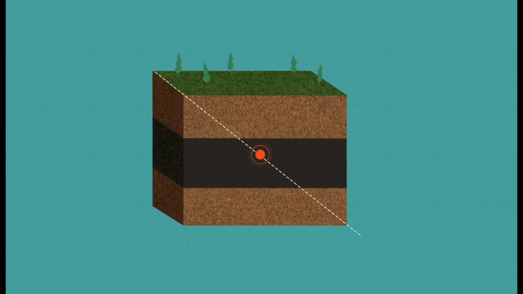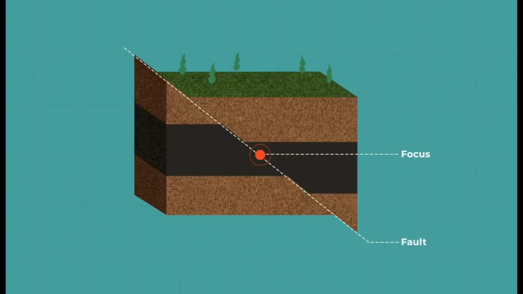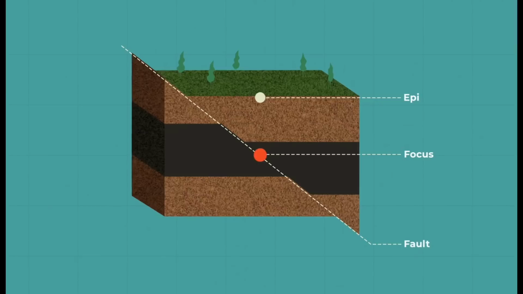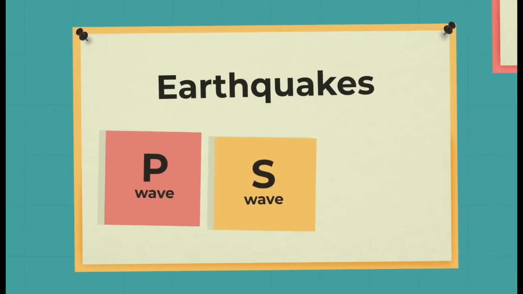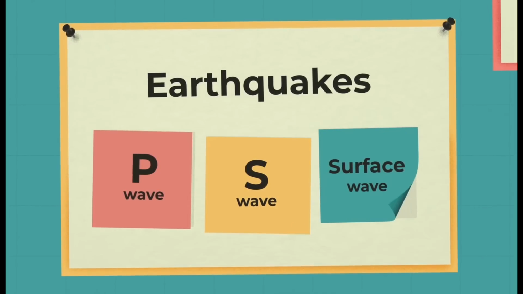The point where an earthquake originates from underground is known as the focus. The location directly above this on the Earth's surface is known as the epicenter. Earthquakes create 3 different types of waves: P, S, and surface waves.